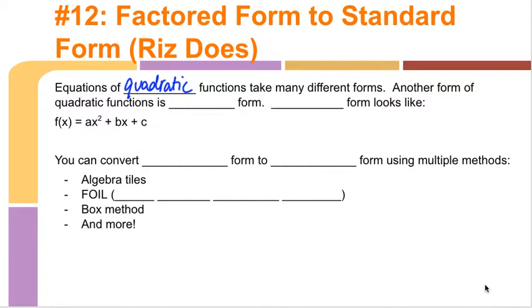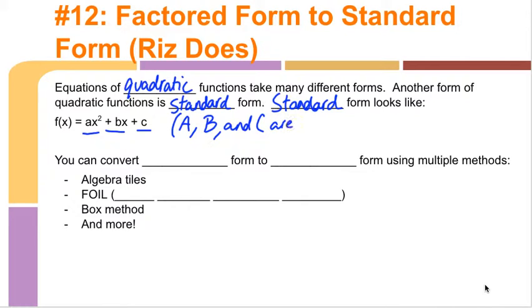take many different forms. Another form, besides factored form, of quadratic functions is called standard form. So standard form looks like f of x equals ax squared plus bx plus c. So again, I'm saying that a, b, and c are all different numbers.